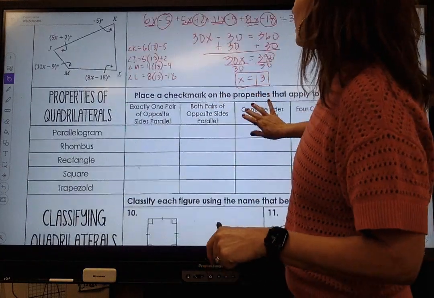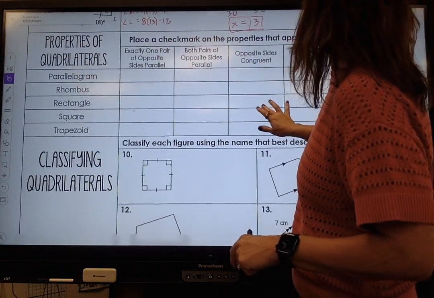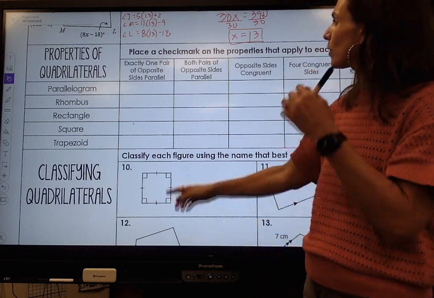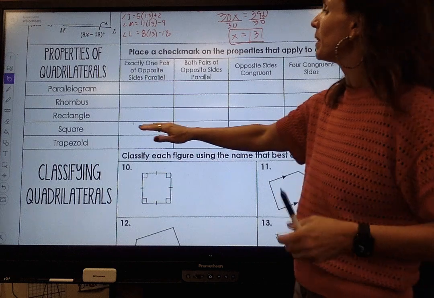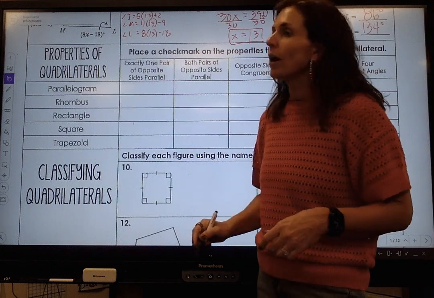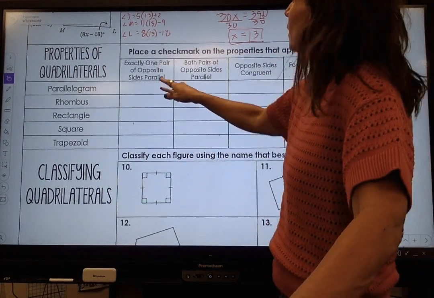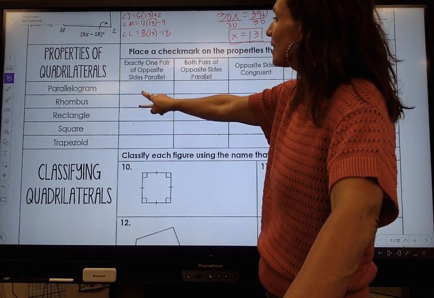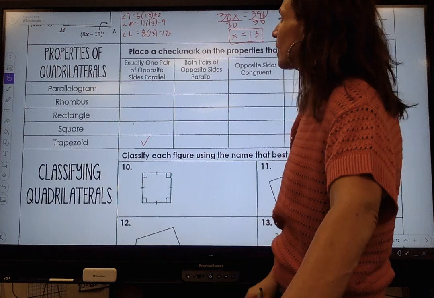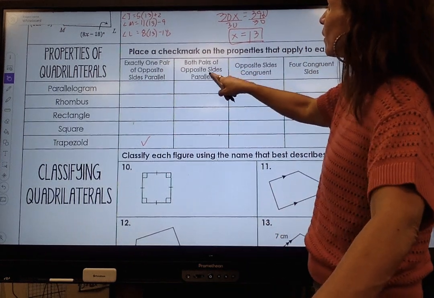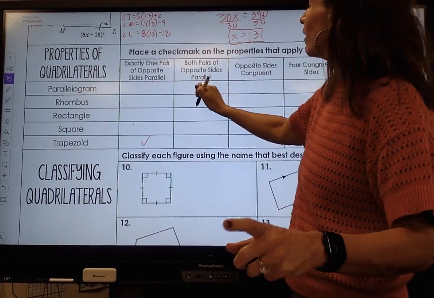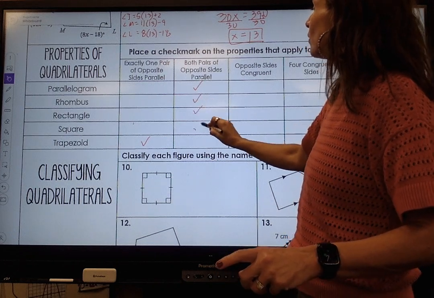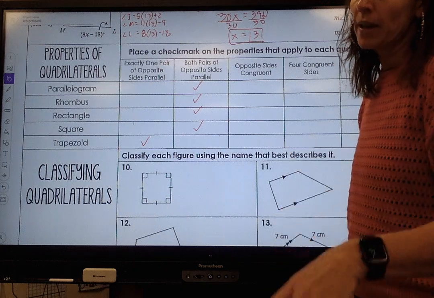Okay, let's see. We already talked in that first video about the properties of a quadrilateral. So we're going to place a check mark in the properties that apply to each one. So a parallelogram does not have exactly one pair of opposite sides. Who has that? A trapezoid has that. So both pairs of opposite sides are parallel. That would be a parallelogram, a rhombus, a rectangle, and a square.